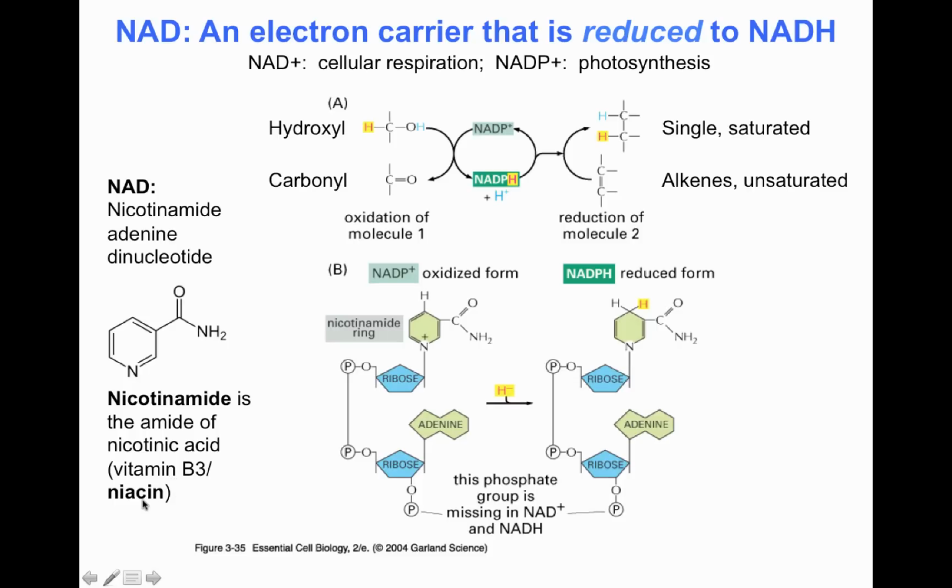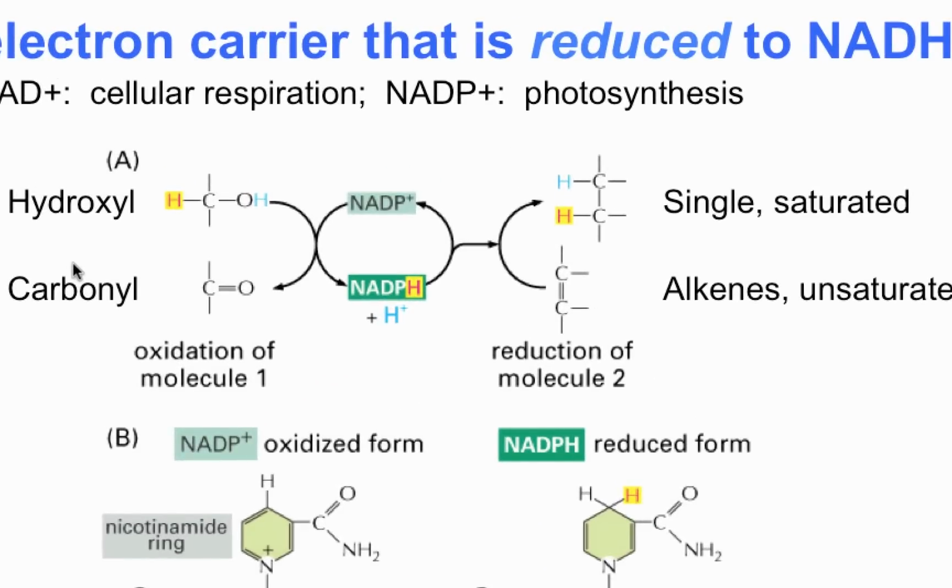So now, in a reaction that is going to involve a hydroxyl group in a molecule, that hydroxyl group is going to be able to donate electrons to the NAD plus molecule, or here shown as NADP plus, which has a phosphate group in the ribose. So it's the same kind of structure, except that there's a phosphate group on carbon 2 of the ribose. That's the only difference between NAD and NADP.